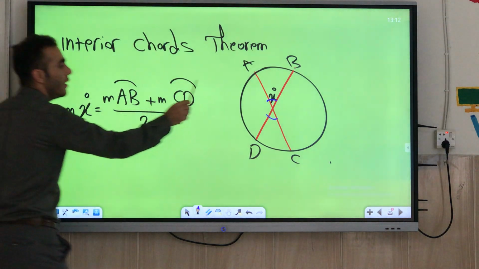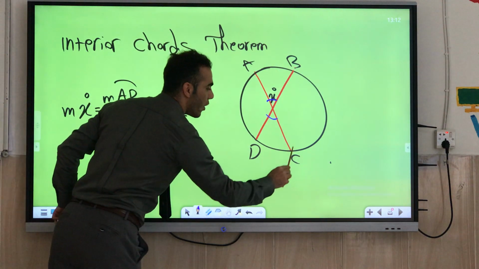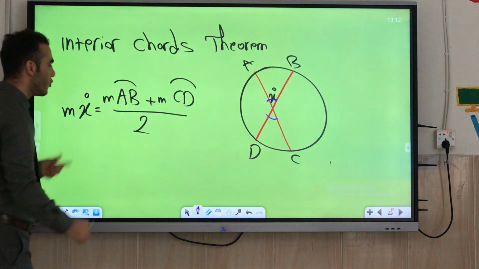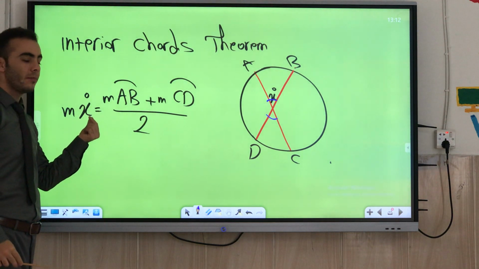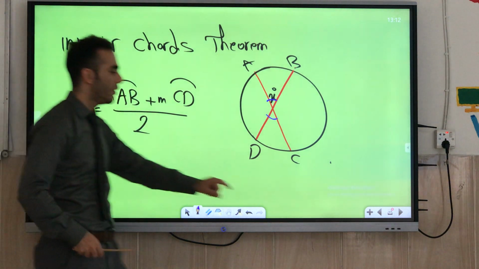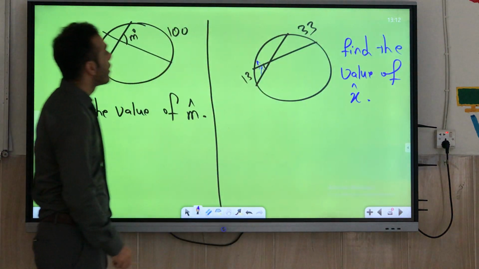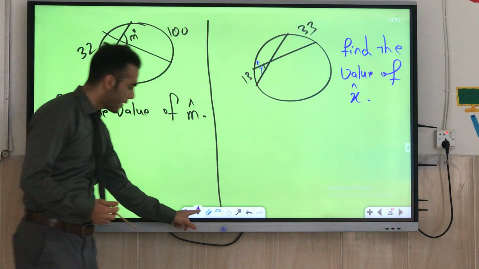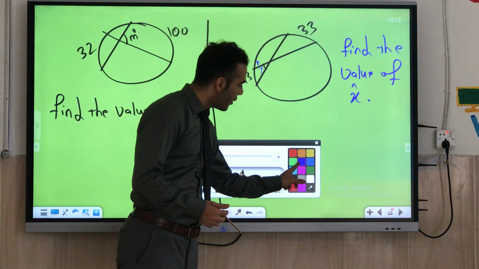The arc AB plus the arc BC divided by 2 will give us the measure of x, which is our interior angle. Here we have two examples that we can definitely get the idea from.